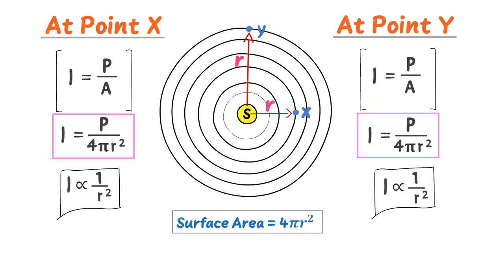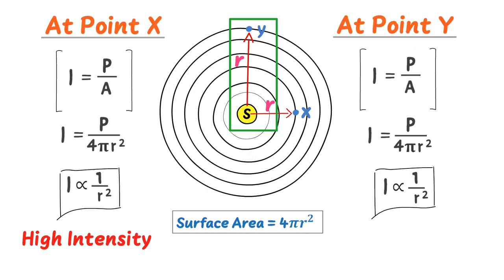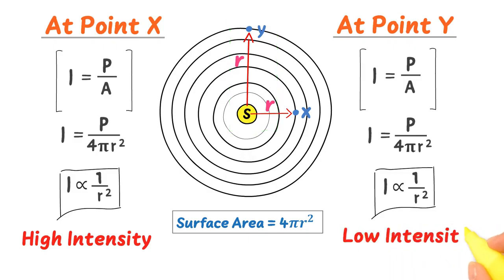Now, according to this equation, intensity is inversely proportional to the square of the radius. The distance or radius r of point X from the source is small, so the sound intensity will be high at point X, while the distance or radius of point Y is large, so the sound intensity will be low at point Y. Thus, moving away from the source means larger radius. Larger radius means less intensity and vice versa. Therefore, remember that sound intensity at point X is high and sound intensity at point Y is low.